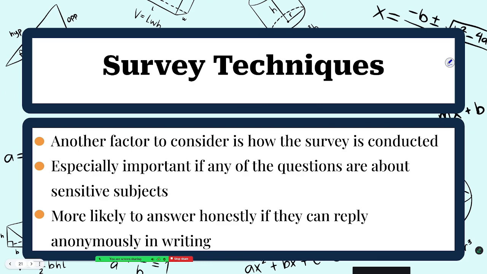Another factor to consider is how the survey is conducted. This is especially important if any of the questions are about sensitive subjects. People are more likely to answer honestly if they can reply anonymously in writing. If you ask somebody face to face a super sensitive question, they are going to be guarded. They're probably not going to give you a truthful answer. They're going to give you an answer that they think is right or that they think you want to hear.